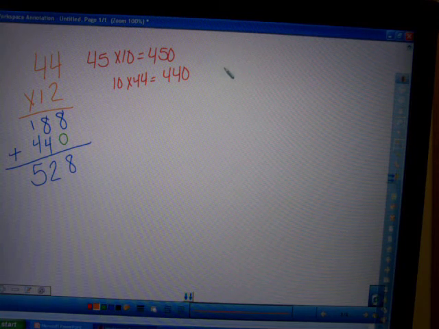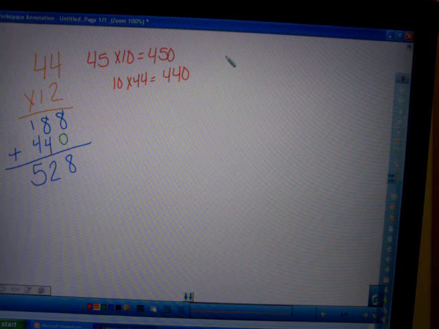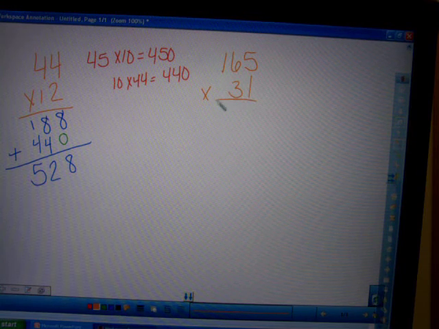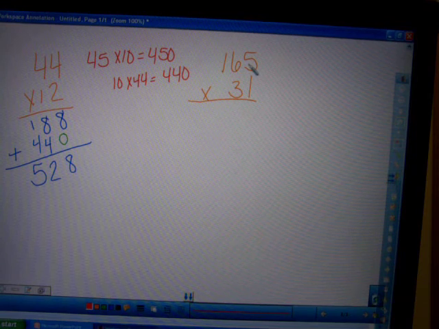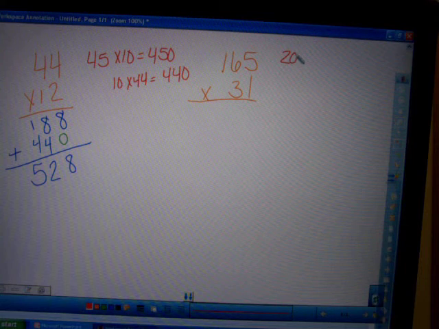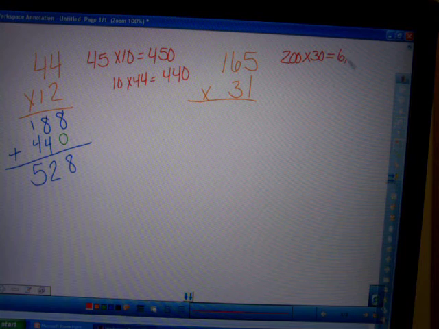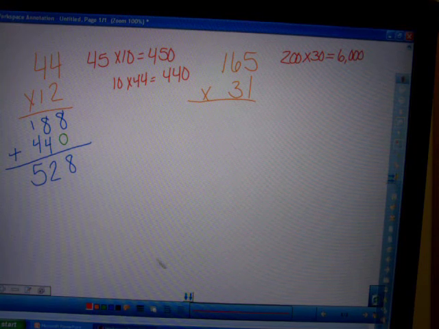So let's try another one where we'll multiply a three-digit number, 165 times 31. Well, the first thing I want to do is estimate, and so I'm going to say it's going to be 200 times 30, which equals 6,000.